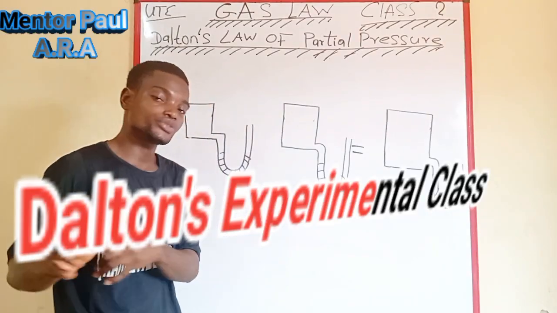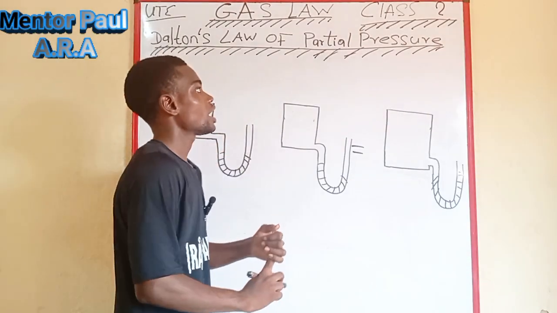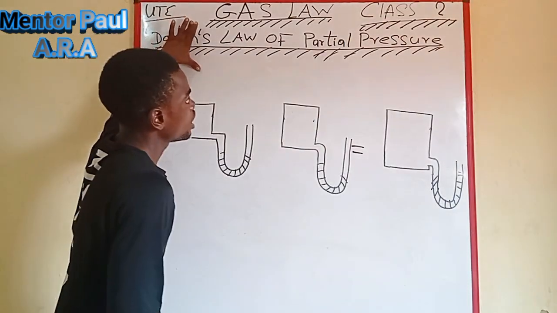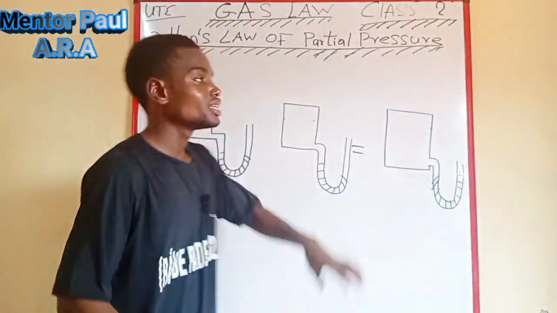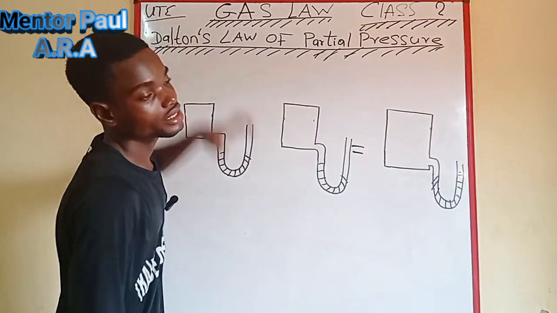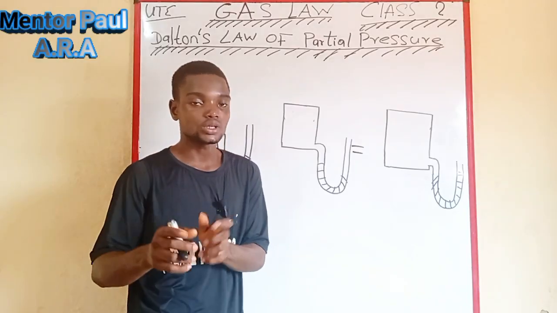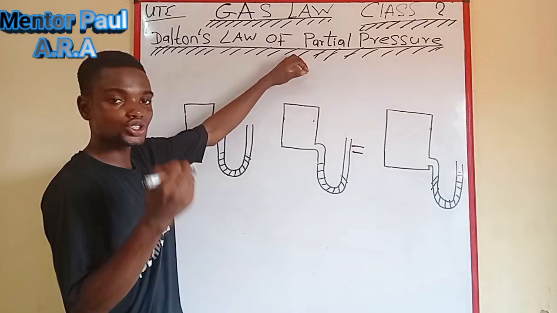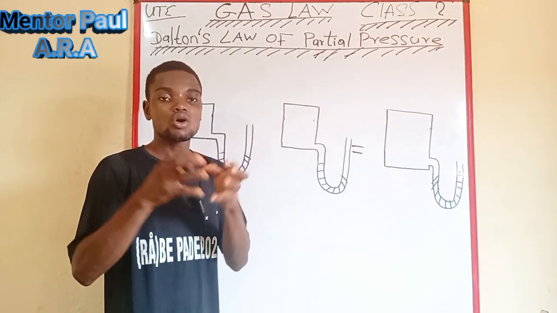Now, in the previous video, I talked about the Boyle's, Charles's and the ideal gas equations, and I made an experimental fact of it. Now, this is the experimental representation of Dalton's law of partial pressure. John Dalton is a scientist, also known as the father of the atomic theory. He formed the atomic theory. Now, he also studied the pressure exerted by a mixture of gases.